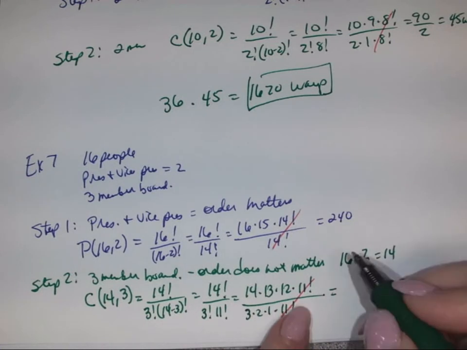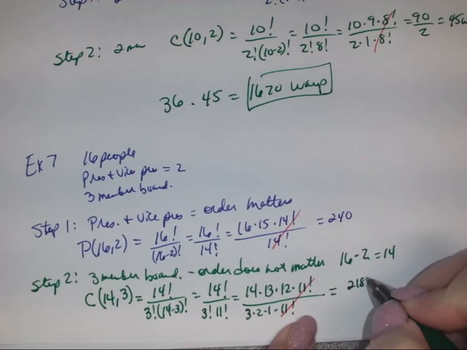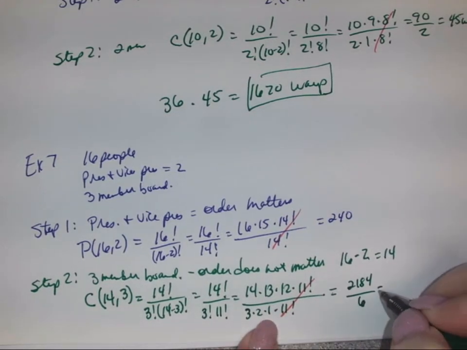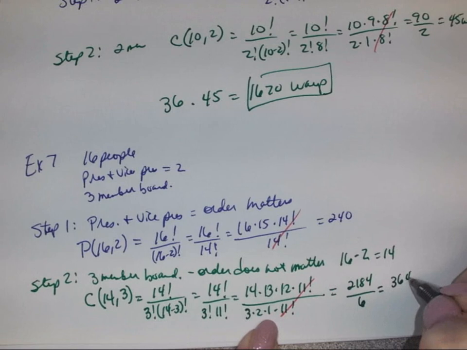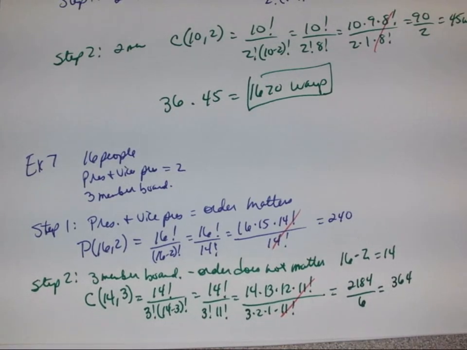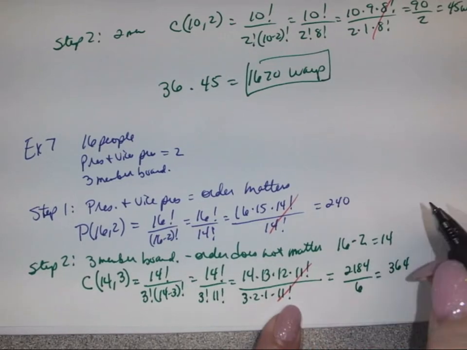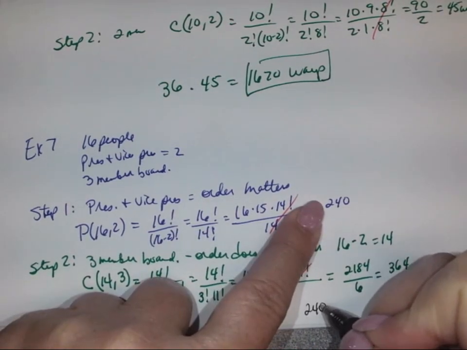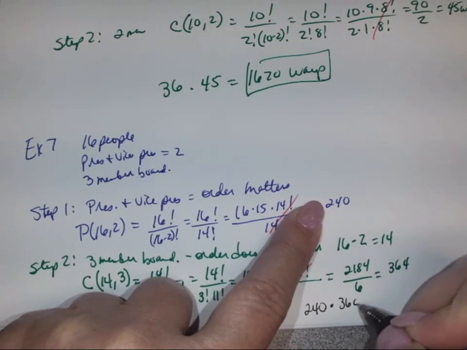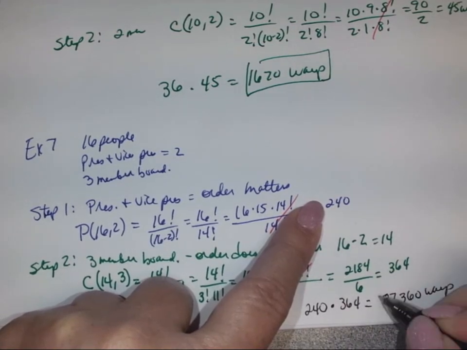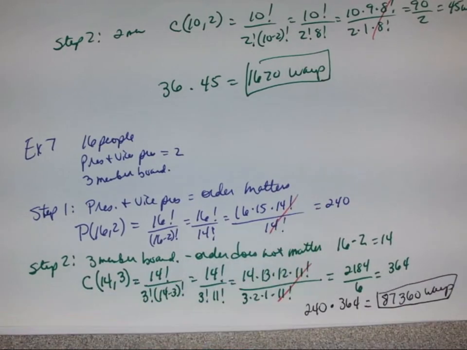So 14 times 13 times 12 would be 2184, divided by 3 times 2 times 1 is 6, which will get you 364. Now, just like on the previous one where we multiplied, for our final answer we have to multiply. So we're going to take our 240 ways times our 364 ways, and we'll get 87,360 ways to get a president, a vice president, and 3 different committee members.